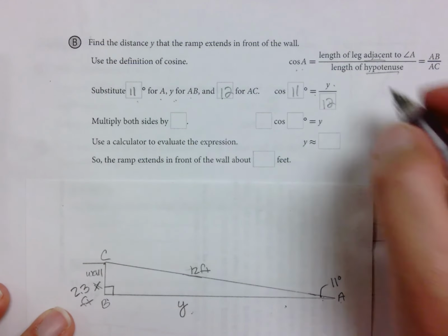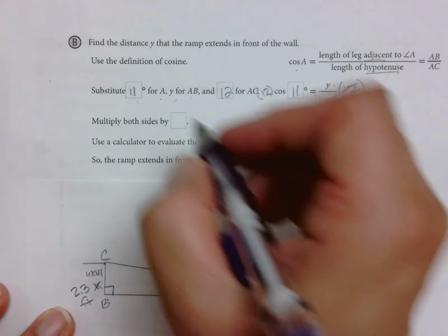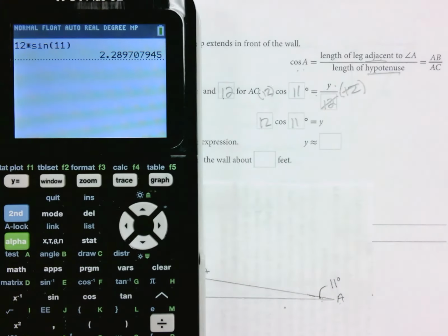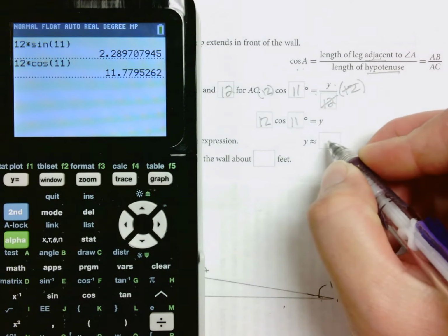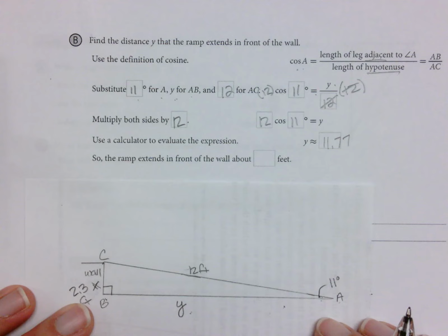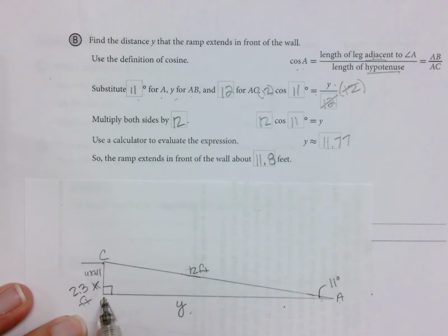And we're going to do the same thing. We're going to multiply by the number that's on the bottom. And we're going to find that 12 times the cosine of 11 equals y. So we multiplied both sides by 12. And then we're going to put that in our calculator, exactly like we see it. We're going to say 12 times the cosine of 11. And we're going to find that y is approximately 11.77 feet long. And they asked us to round to the nearest tenth of a foot. So it's approximately 11.8 feet from the wall along the ground to the end of the ramp.